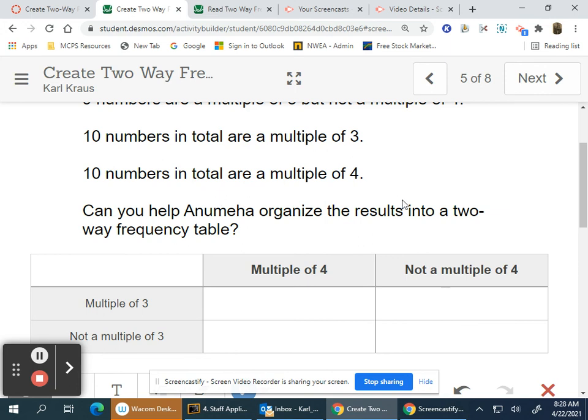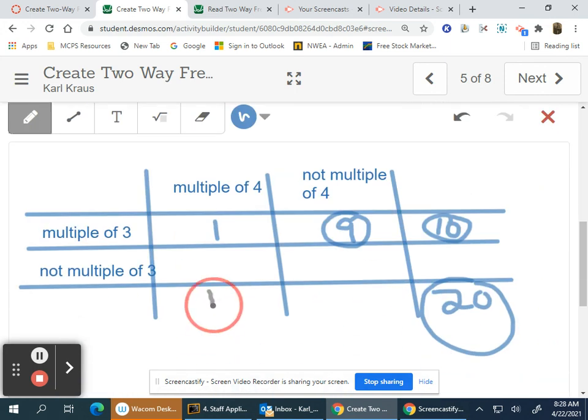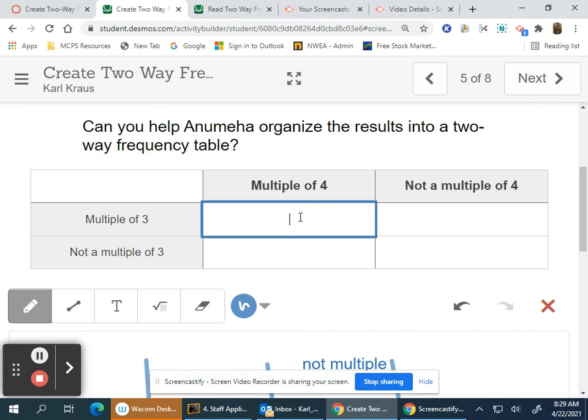And 10 numbers in total are multiple of 4. So once again, they give you a row total and a column total here. Now this is a 9. And this is also 10, so this is a 1. This is a 10. So the numbers that are circled is what's given, and the rest I can find by subtraction. So 1, 9, 1, 9, 9, and 1.